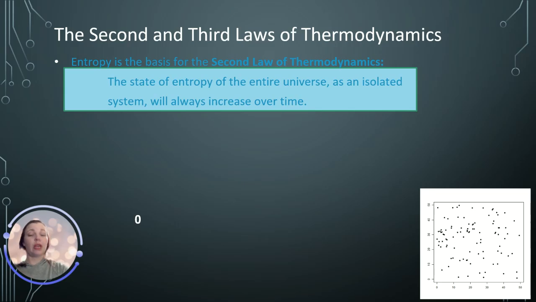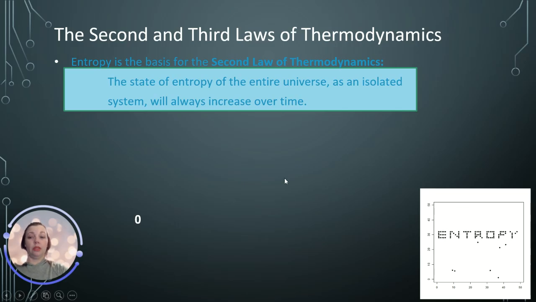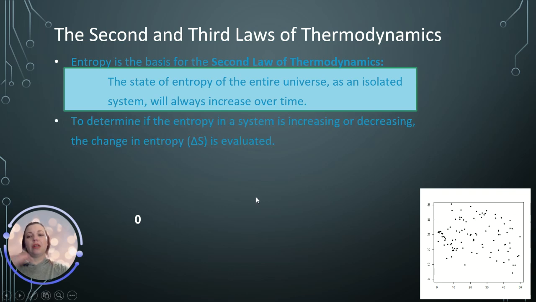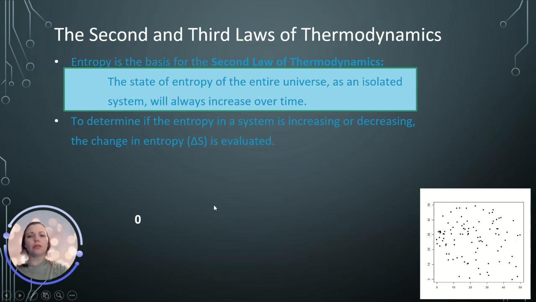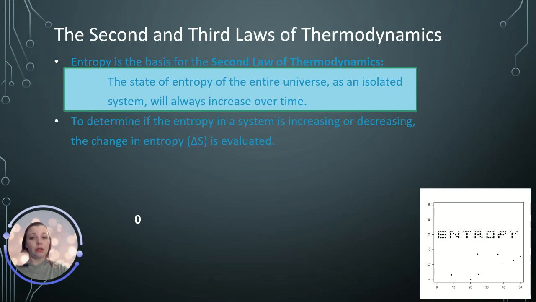For example, it is how we know that the universe is expanding, because the expansion of the universe is based on the second law of thermodynamics. It's also, by the way, why your room is hard to keep clean, because you're always moving towards a state of increased entropy. So to determine if the entropy in a system is increasing or decreasing, you can calculate the change in entropy, which is delta S.